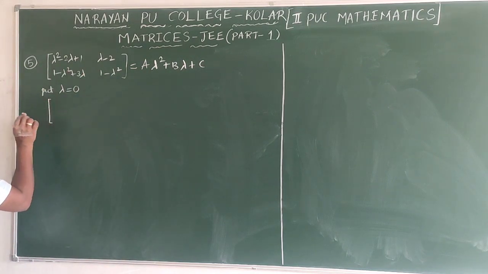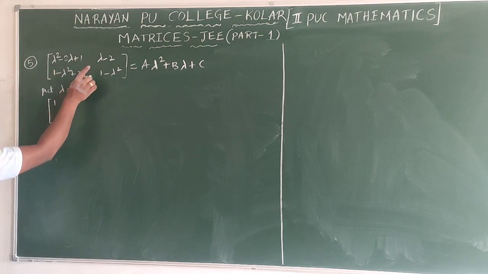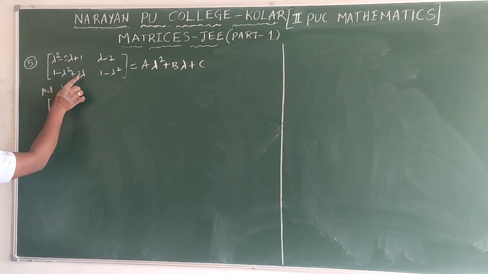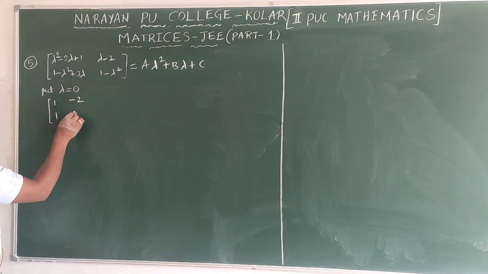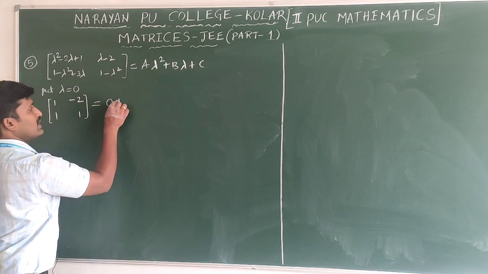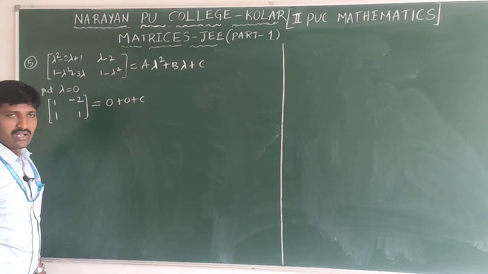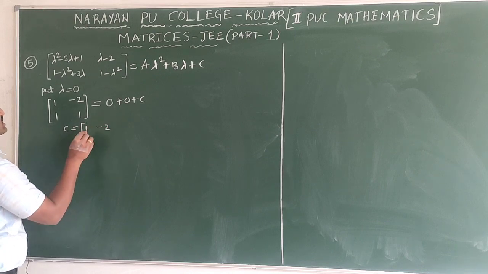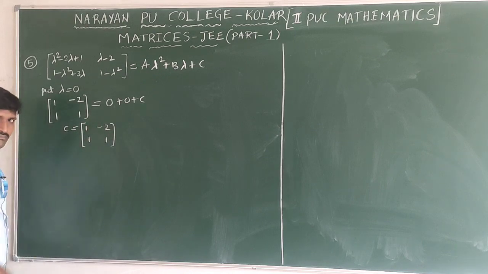From that you will get the C matrix. Lambda 0 substitute, what will you get? 0, 0, here 1. 0 minus 2, minus 2. 1 minus 0, 0, that's why 1. 1 minus 0, 1. Here A into 0, B into 0, plus C. Now from this, C matrix is [1, minus 2; 1, 1].